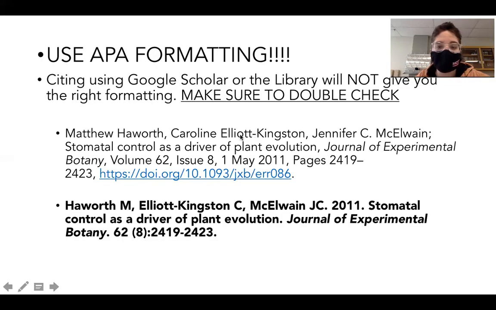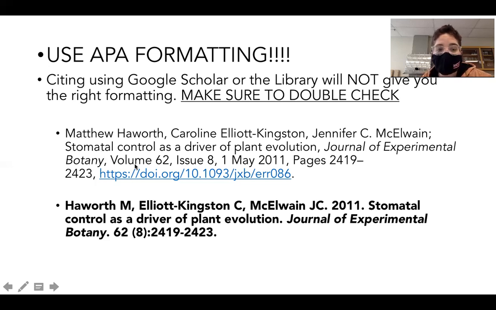You can see here, this is something that I got off, I believe, of Google Scholar for the APA format. You can see that it has the first and last name for everyone. That's not the format we want. We want last name and first initial. They have the title, which is fine. Journal of Experimental Botany, fine.